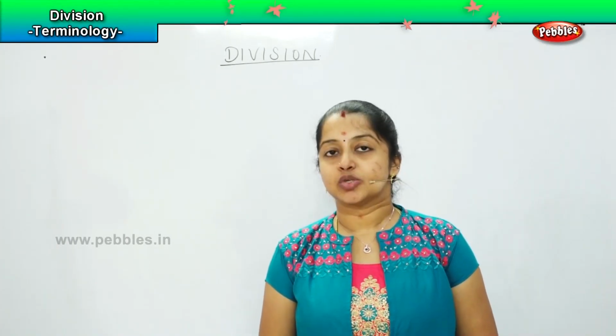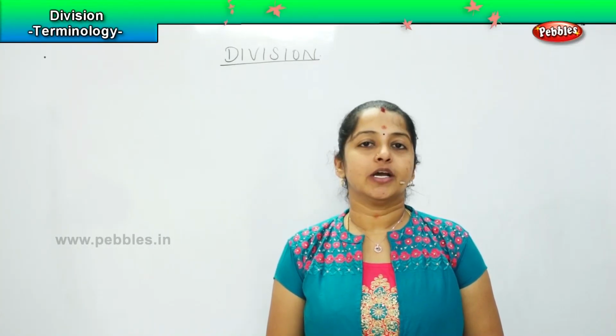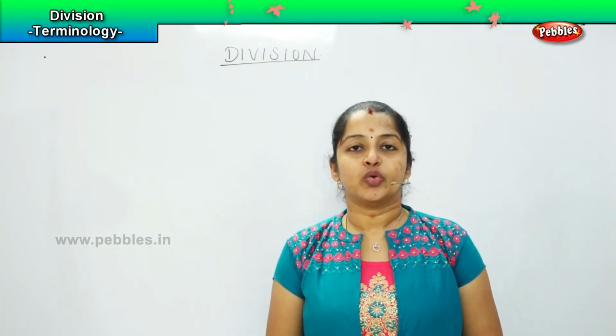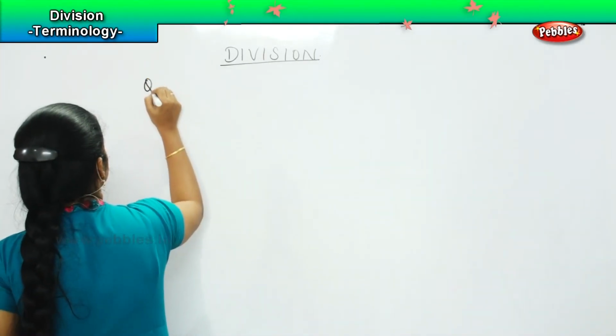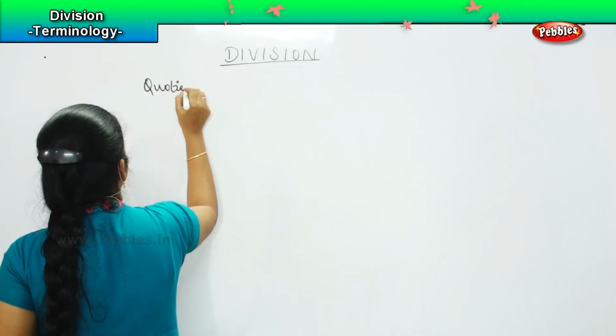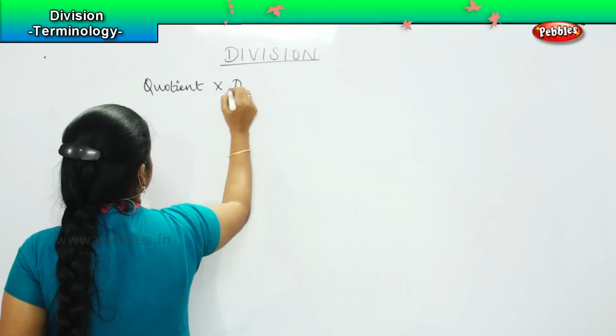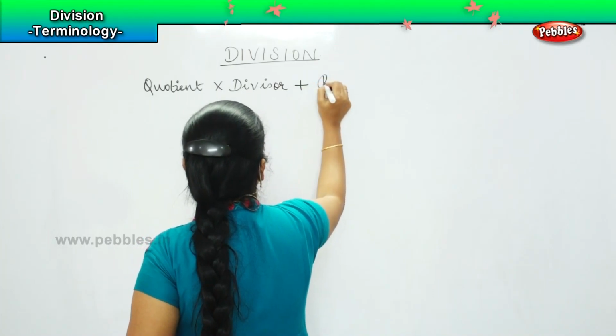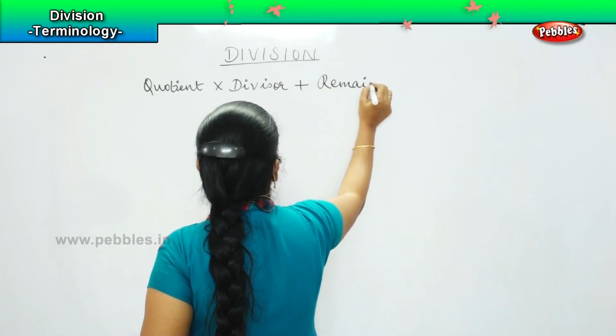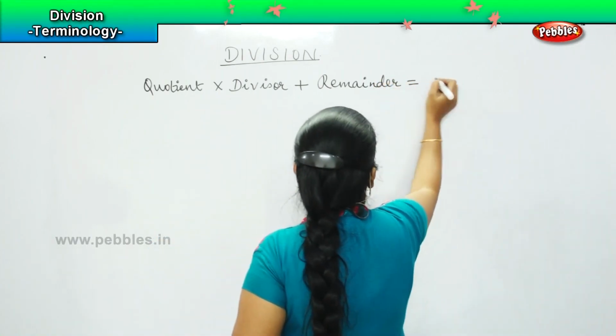Now, as you have learned what is a dividend, what is a divisor, what is a quotient, and what is a remainder, I am going to teach you a formula that is going to help us in order to verify our answer. If you have to check whether your answer is right or wrong, you need to practice a simple formula. So what is that formula? It is quotient into divisor plus remainder will be my dividend.